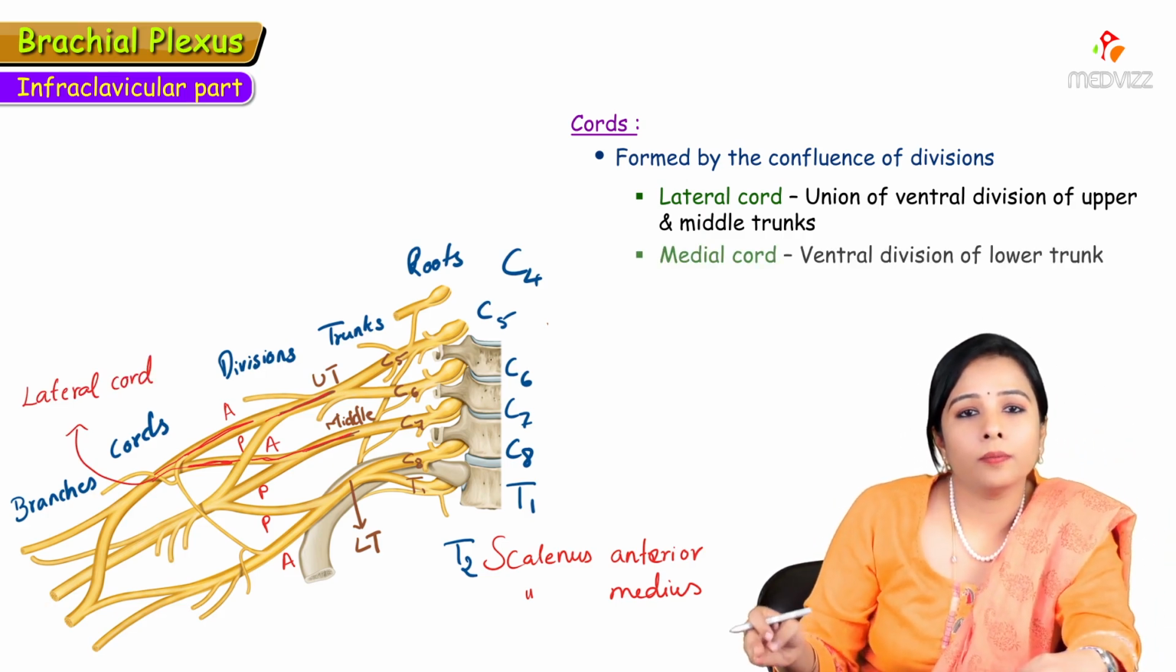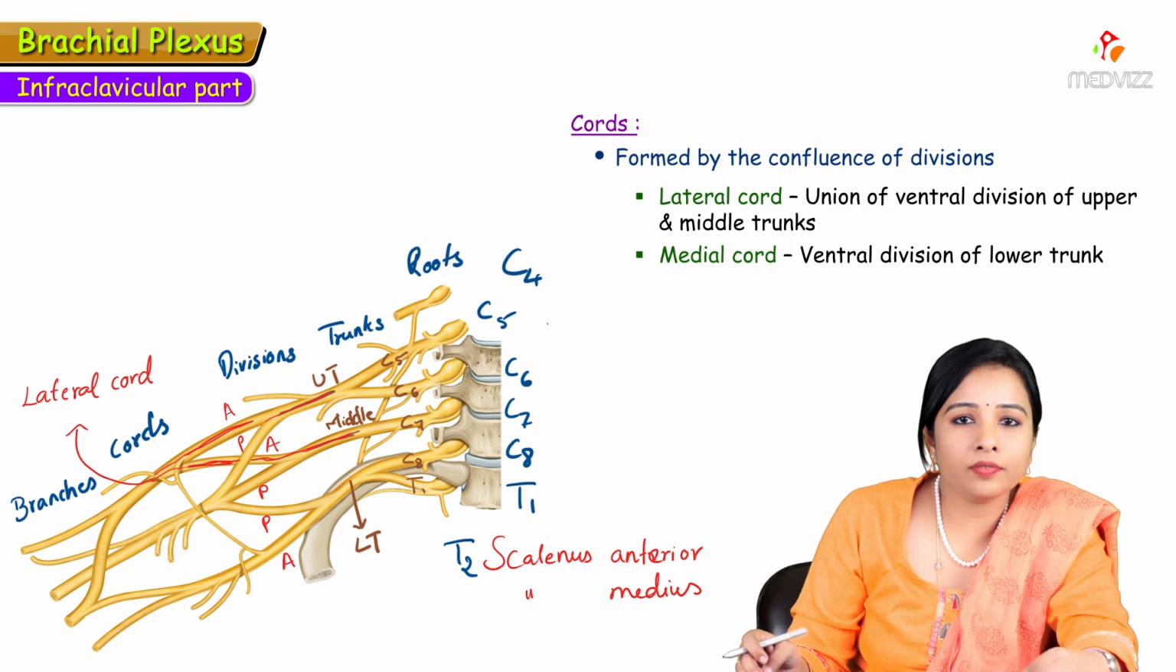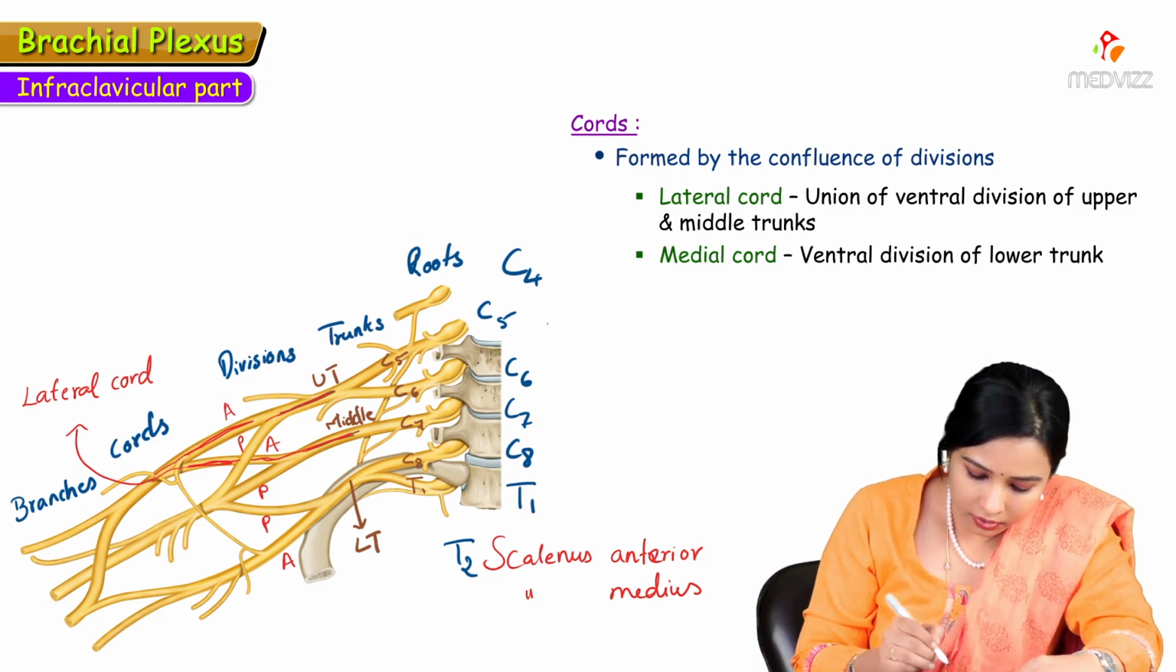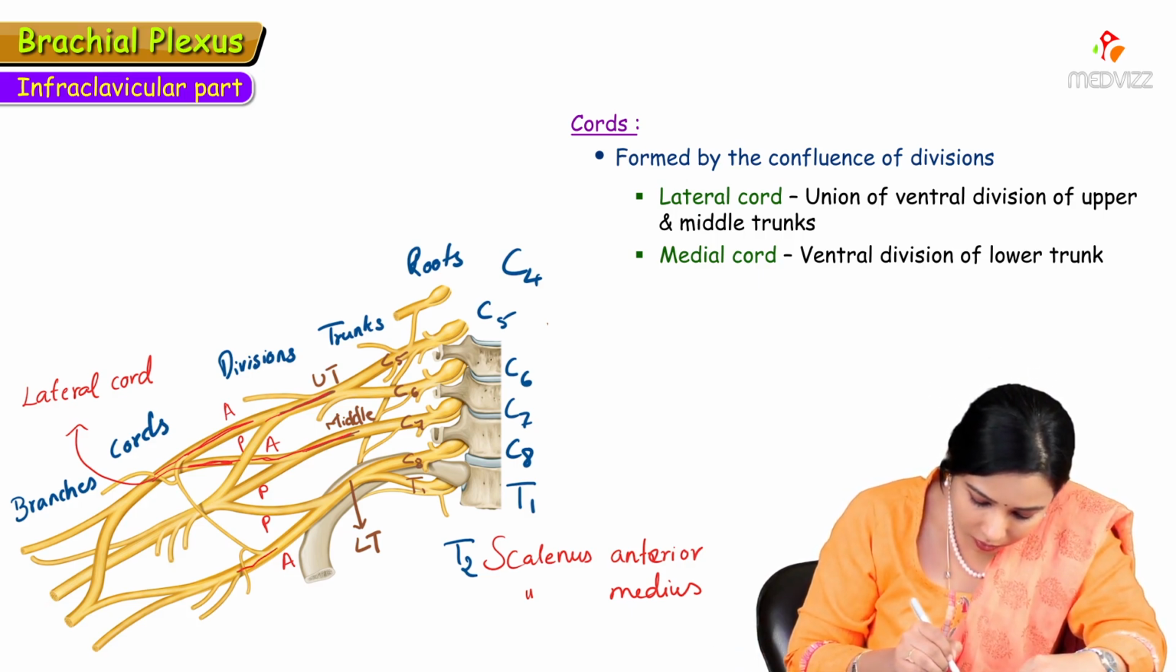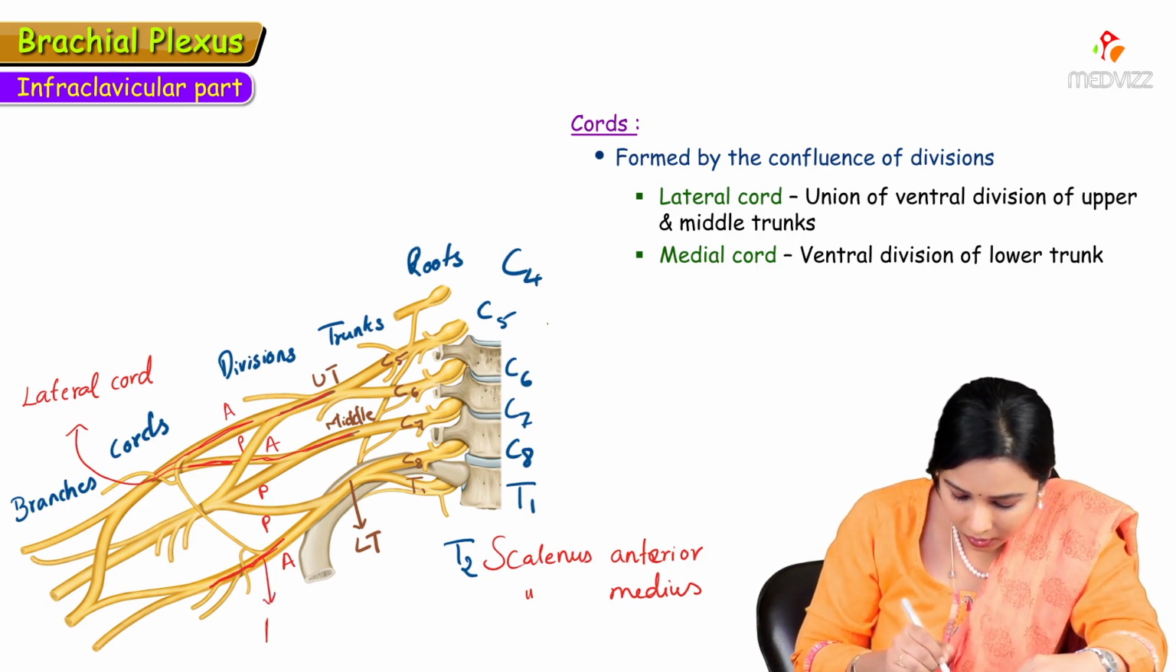Medial chord. Medial chord is formed by the ventral division of the lower trunk. So this is the ventral division of the lower trunk. So this is the medial chord.